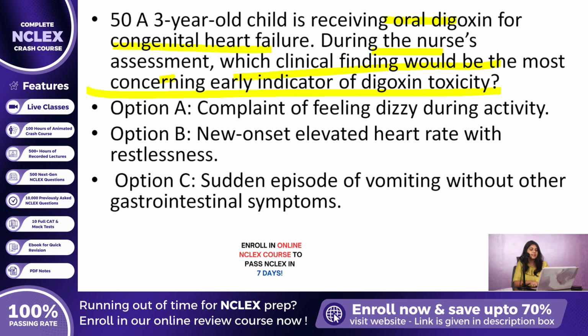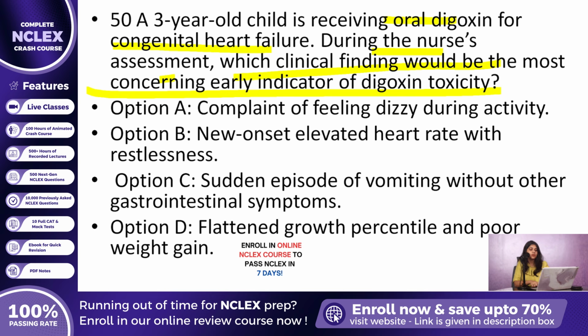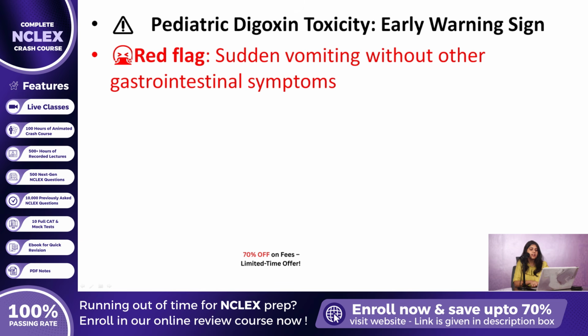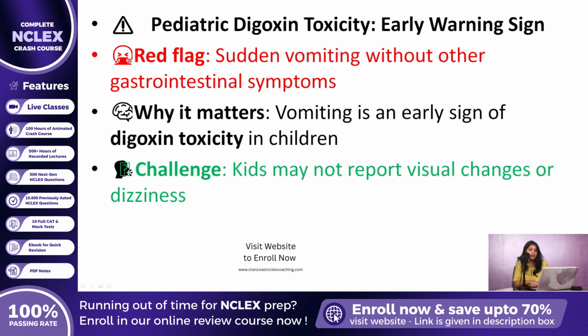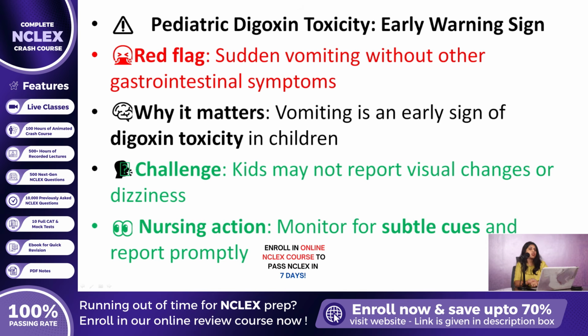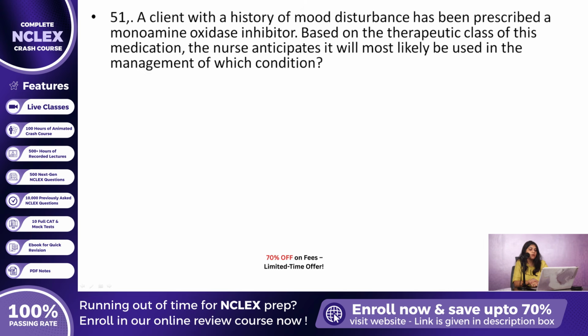The correct answer is Option C, sudden episode of vomiting without other gastrointestinal symptoms. Let us break this down. Vomiting is a common early sign of digoxin toxicity in children and must never be overlooked. Pediatric clients often cannot articulate symptoms like visual changes or dizziness, so the nurse must be alert for subtle cues like isolated vomiting. Let us now explore question number 51, which examines psychopharmacology and treatment-resistant depression.